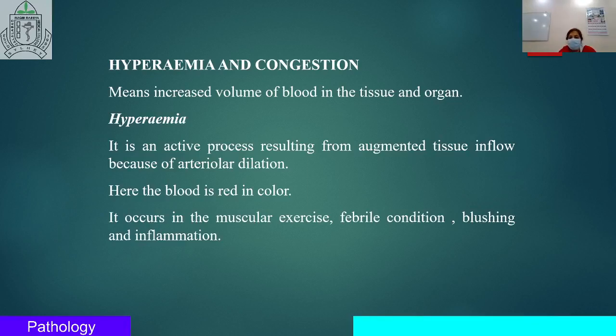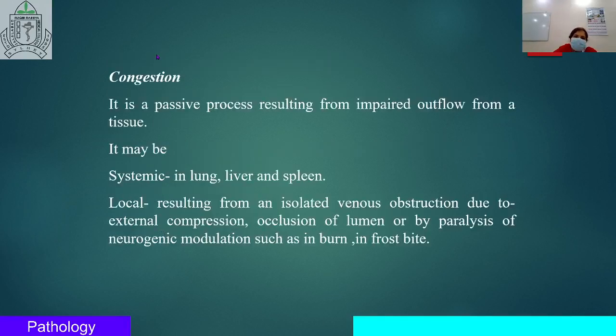Hyperemia occurs in muscular exercise. In muscular exercise, there is arterial dilatation. In febrile conditions, there is also arterial dilatation, and in inflammation. One of the cardinal signs of inflammation is rubor, or redness, or hyperemia. Congestion may be acute, may be chronic.